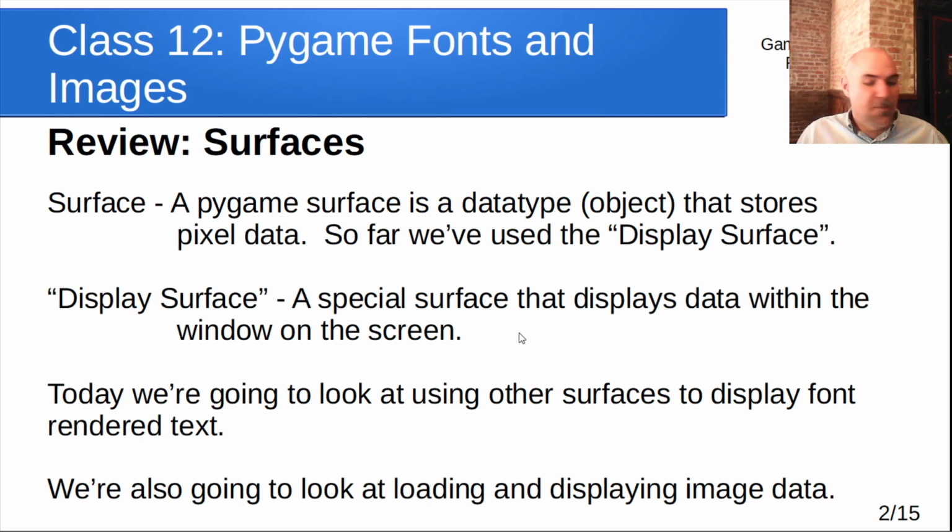So today we're going to look at using other surfaces to display font rendered text. And we're also going to look at loading and displaying data that comes from an image file that you would load up. So in other words, if you're making a tank game with mummies versus tanks, you might go into an art program like Photoshop and do the art that you want for the title screen, maybe the art for the zombie animations and the mummy animations and animations for the tank, and maybe you draw bullets, and then you would display those. So we're going to look at how to do some of that today.